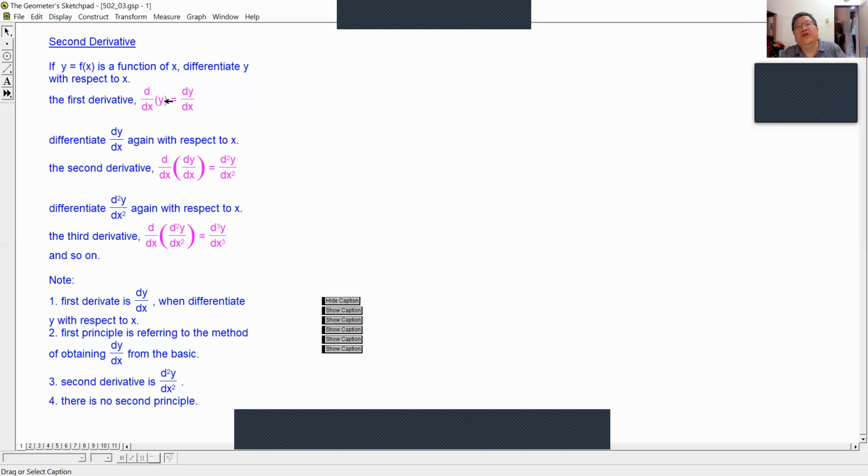Now, what are you going to differentiate with respect to x? You're going to differentiate y with respect to x. So a simpler way of writing d dx of y is you move the y inside, and it becomes dy dx. So the meaning of dy dx is differentiate y with respect to x. This is the first derivative. You are differentiating it the first time, so it's called the first derivative. Anything that you cannot understand, you want to ask?